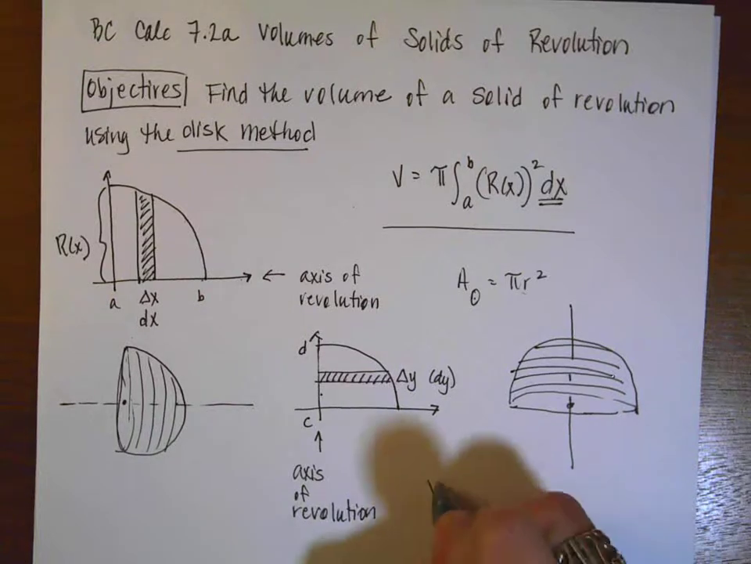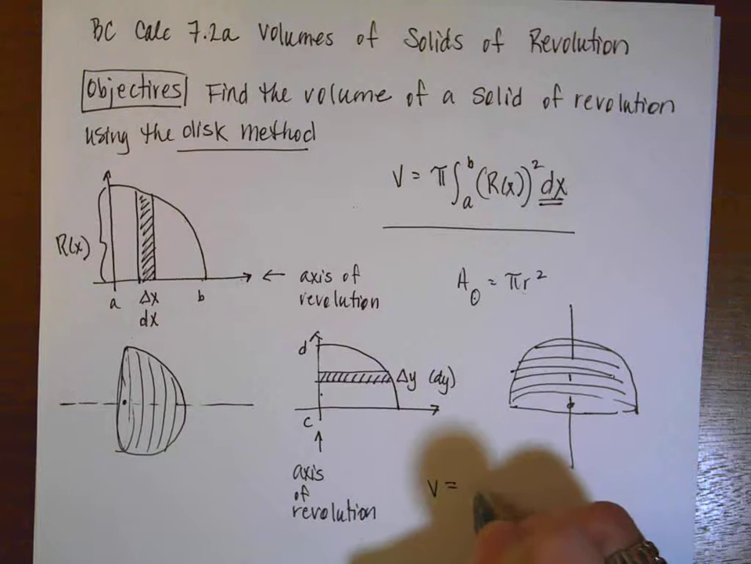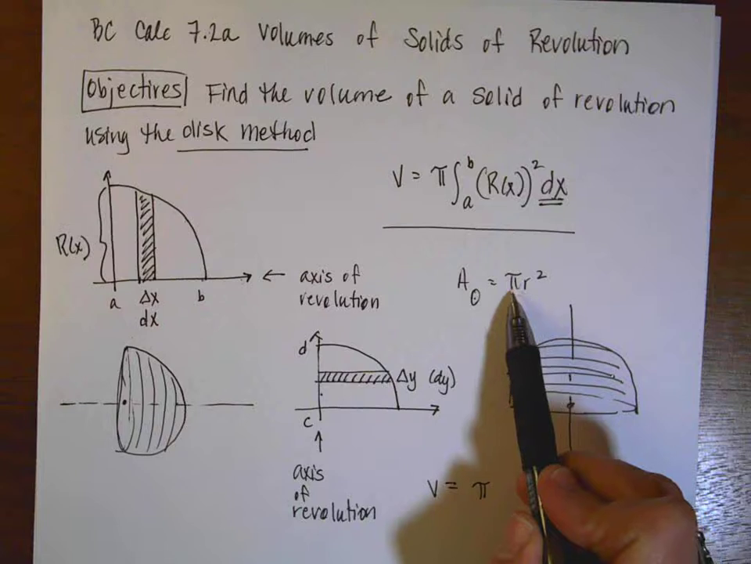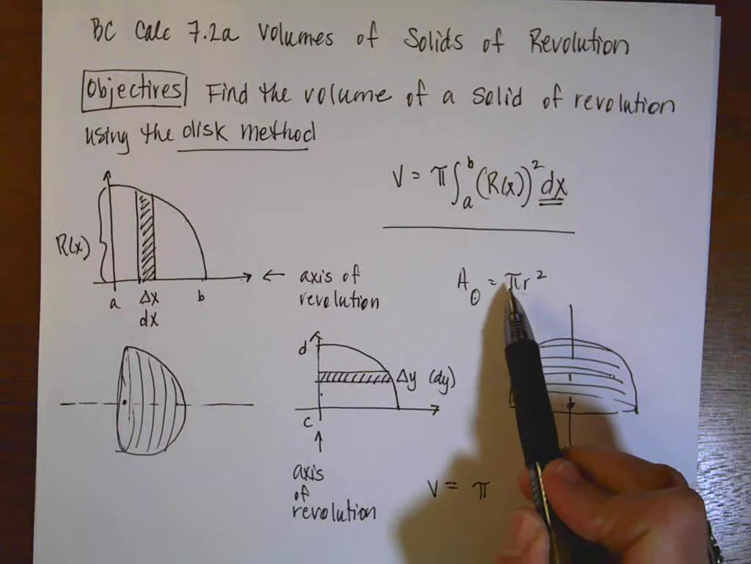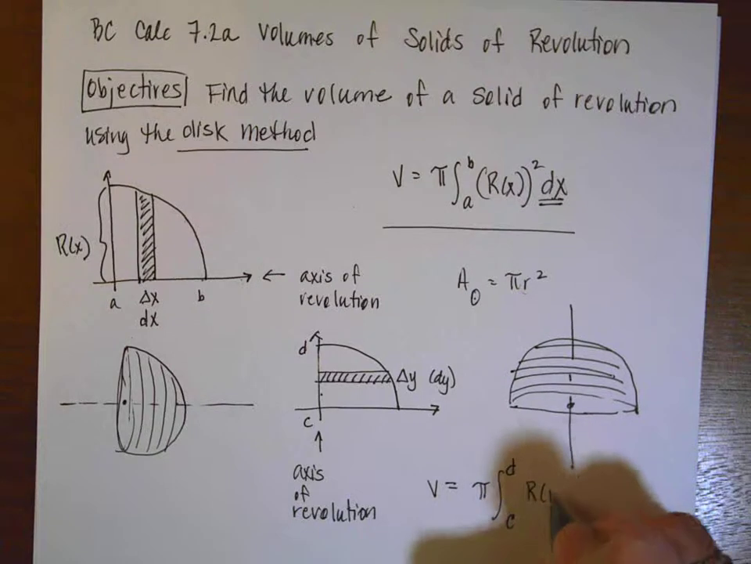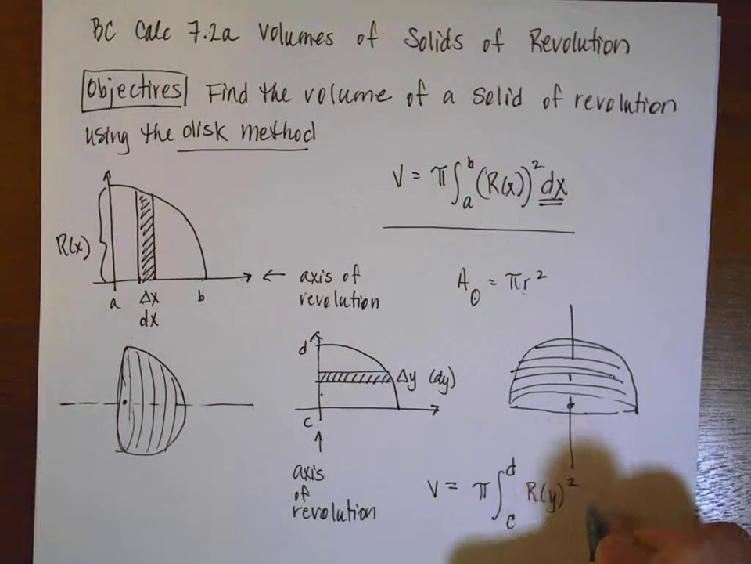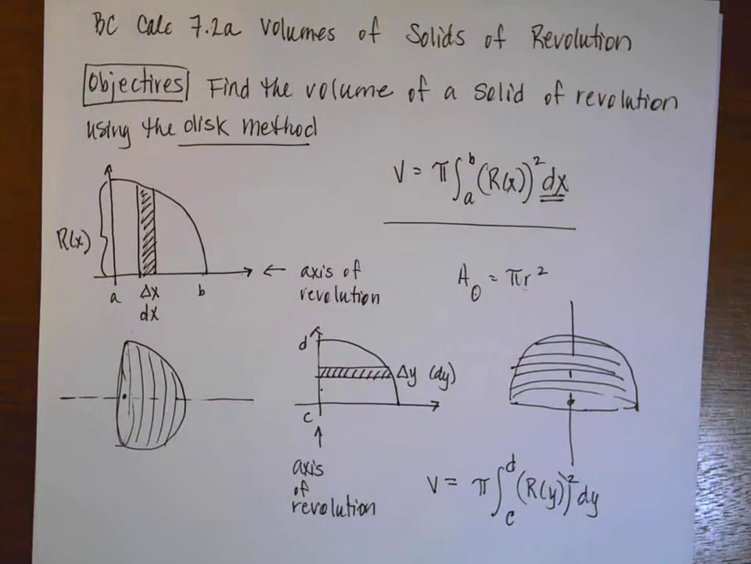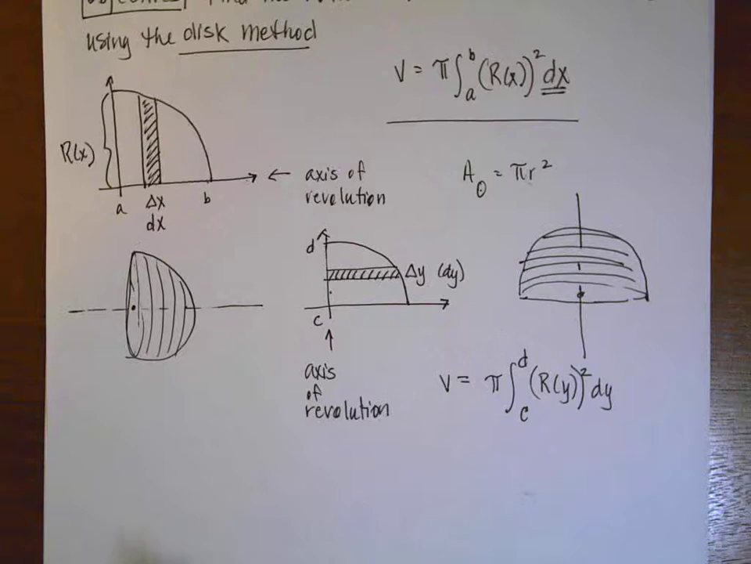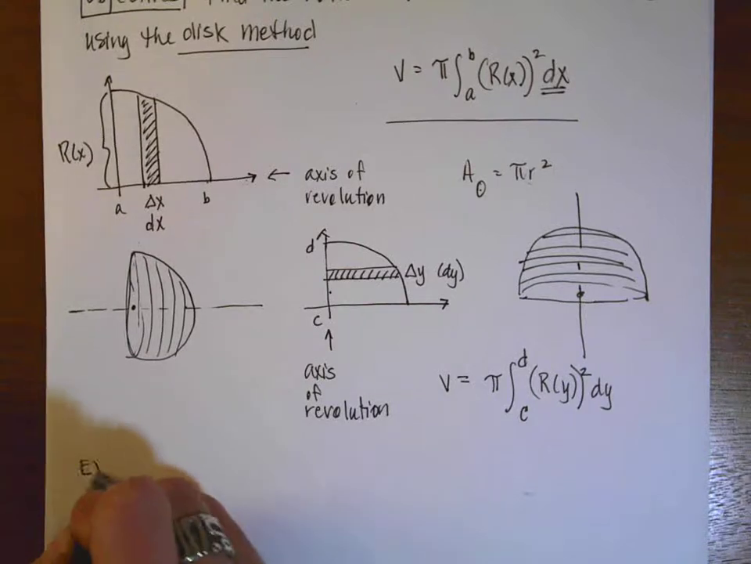So then, on this one, my volume formula is still basically going to be the same. Here's the pi, because we're still talking about an accumulated area of circles, right? And I'm going to integrate this time from c to d, and I'm going to do the function in terms of y, quantity squared, dy. All right, so that's our basic formula as we start talking about the disk method, or if you think about it as a collection of circles.